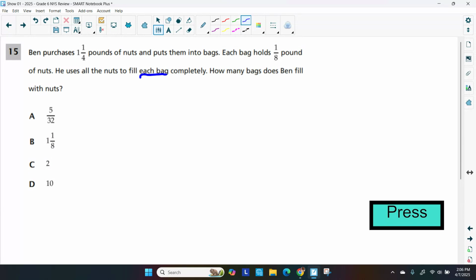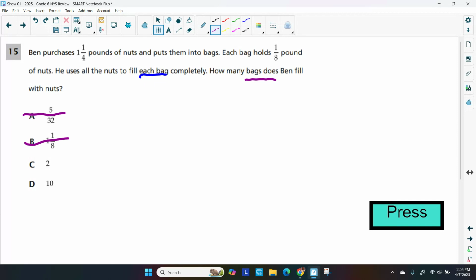How many bags does Ben fill with nuts? Well, I'm going to look at my answer choices first and see what makes ridiculous. So you're going to fill up bags. What is 30 seconds of a bag? That's not a whole bag. So I'm going to cross that out along with B because they have fractions there.